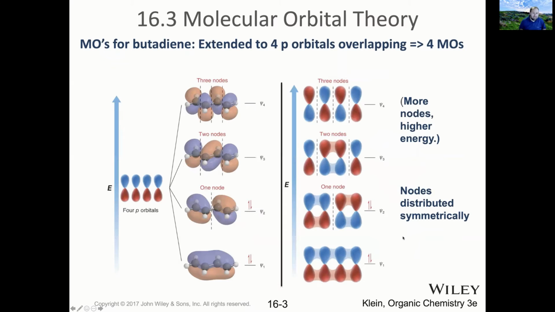And we find the same thing happens here with butadiene. In this butadiene molecule, we have now 4 p orbitals going in, so we should see 4 molecular orbitals come out, and we do. And we find that they go from low energy to higher energy. And we also observe that as they go to higher energy, you see more and more nodes. You see no nodes in the lowest, 3 in the highest, and 1 then 2 as you go up in energy. So as you go up in energy, we do notice that the number of nodes is increasing. And we also see that the location of the node is symmetrically distributed.